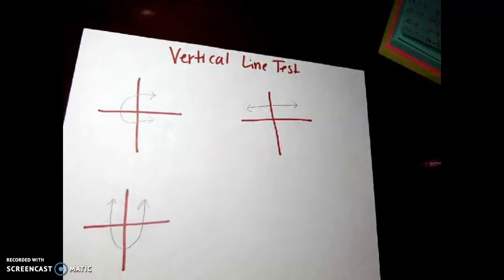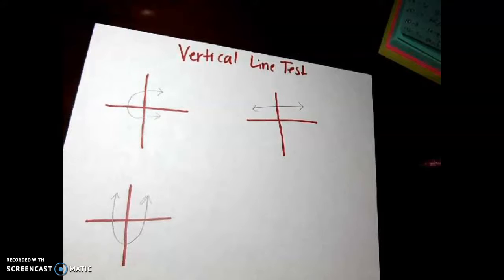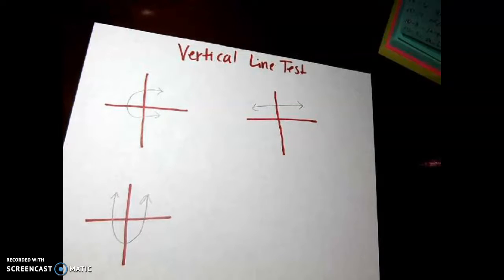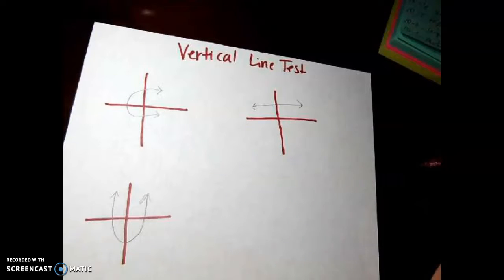All right, as we continue to do functions or identify functions or not a function throughout the week, this is the last part of functions. And you're going to see if you can determine a function on a graph. So I have drawn 3 different lines on a graph.